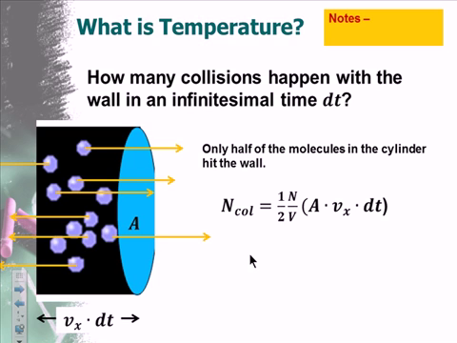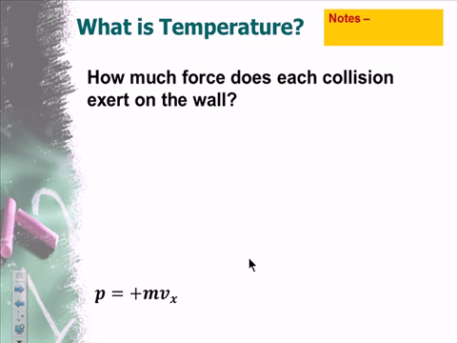Where are we going with this? Why do we want to know the number of collisions? Well, because the number of collisions might give us an idea of how much pressure is exerted on this wall. Ignore this little guy down here for now. Ignore that for now. That'll pop up. Actually, that's just a little error on my part. But now let's ask ourselves, how much force does each collision exert on the wall? So we figured out how many collisions happen in that cylinder, but how much force does each of those collisions apply to the wall? Well, in order to do that, let's think about momentum.